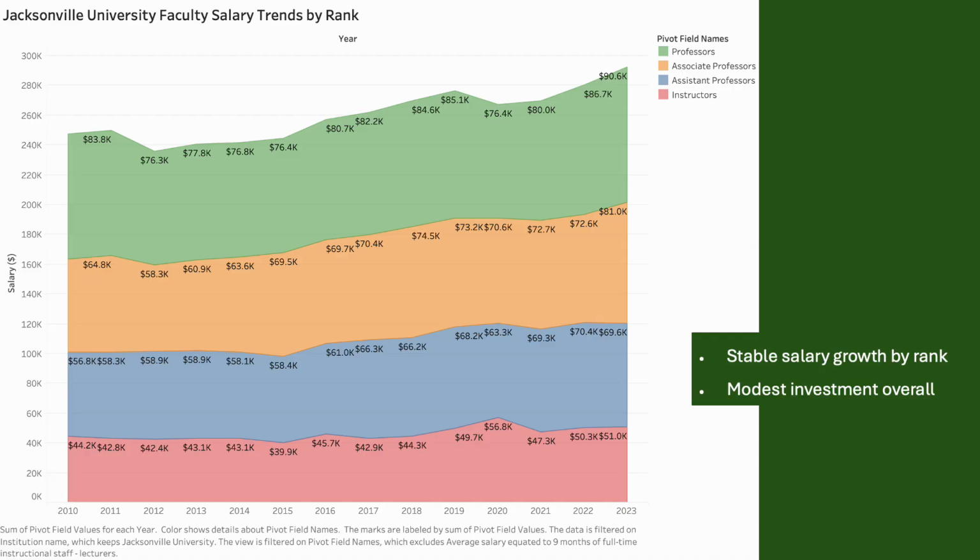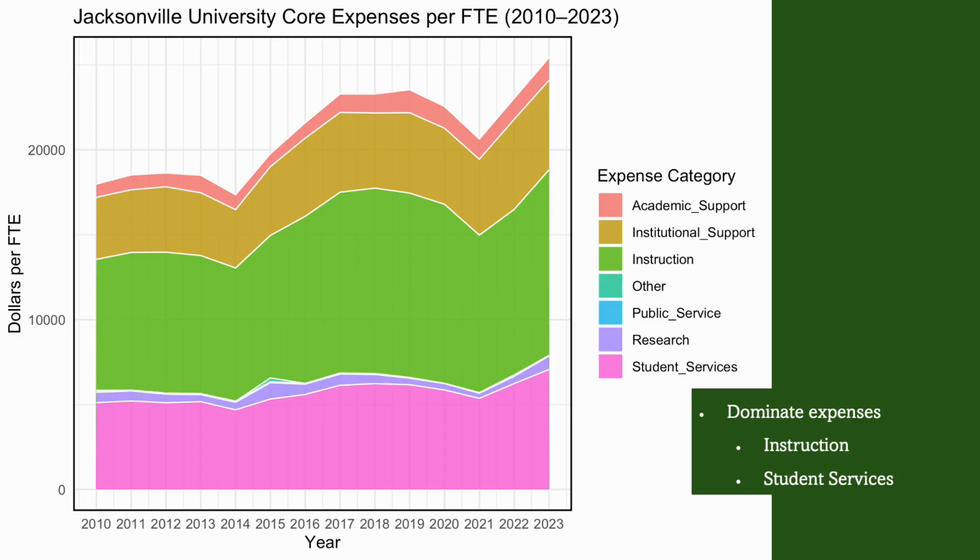Now, let's broaden our view and see how JU allocates spending between its two largest priorities: instruction and student services. When we step back and look at JU's core functional spending in this stacked area chart, instruction, shown here in bright green, and student services, shown here in bright pink, together make up the largest part of the budget per student enrollment. This is typical for a teaching-focused university like JU.